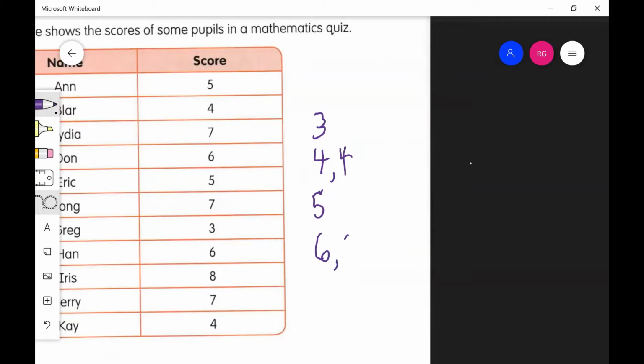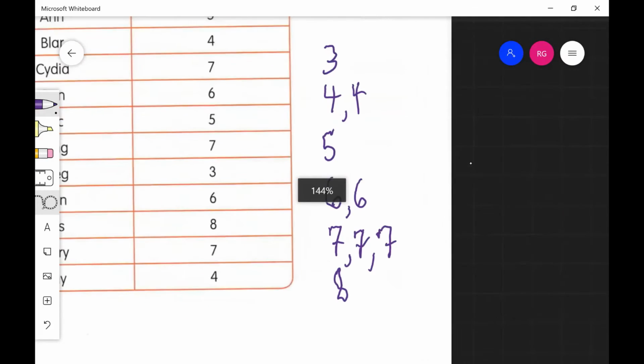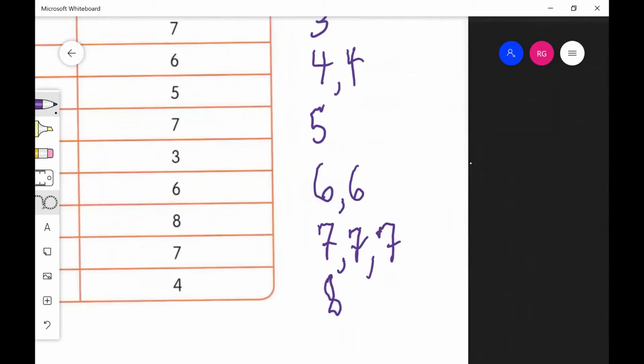2 6s. Okay. And then how many 7s? 3 7s. Okay. I think we have a winner, right? And how many 8s? Just one. Very smart math student. Iris is on top of it. Okay, and so what is the mode here then, guys? 7.